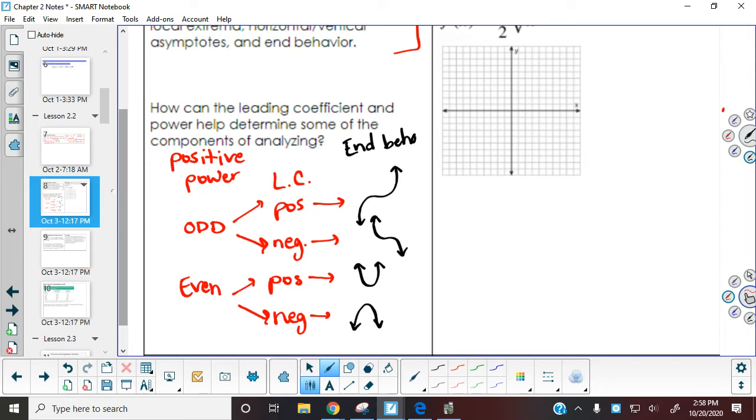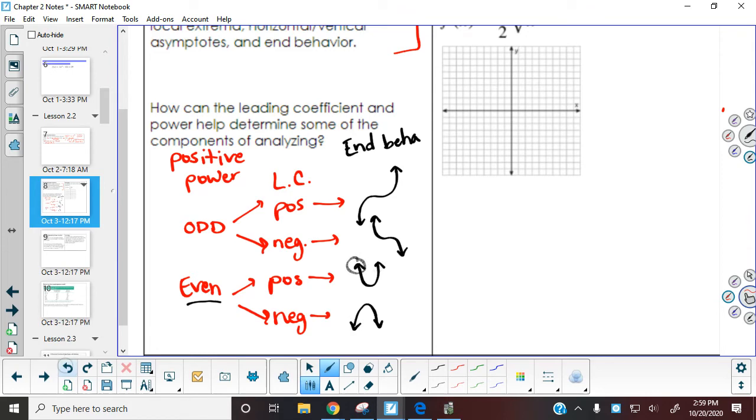As you look at this, notice your end behavior is going to go up on the right if it is positive. On the left-hand side, it's going to go down if your leading coefficient is negative. Notice it's going opposite directions if it's odd. So on one side it's going up, and on the other side it's going down. If it's an even function, it's going the same direction. If it's even, both sides are going up or both sides are going down.